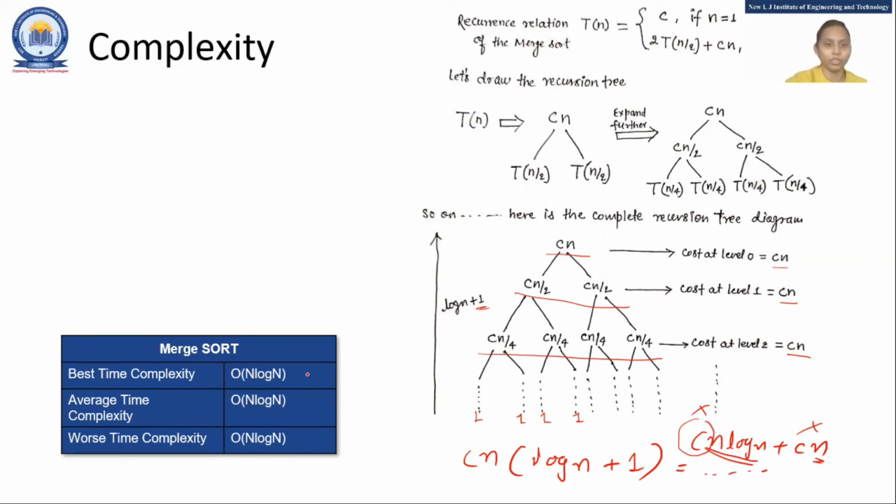This is the case for the worst case as well as the best case, because we are dividing the list from the middle. We are not looking at anything like in quick sort, where we compare and decide where to place the pivot. But in merge sort, we blindly divide the list in half, half, half. That's why the best and worst case complexities are both the same.